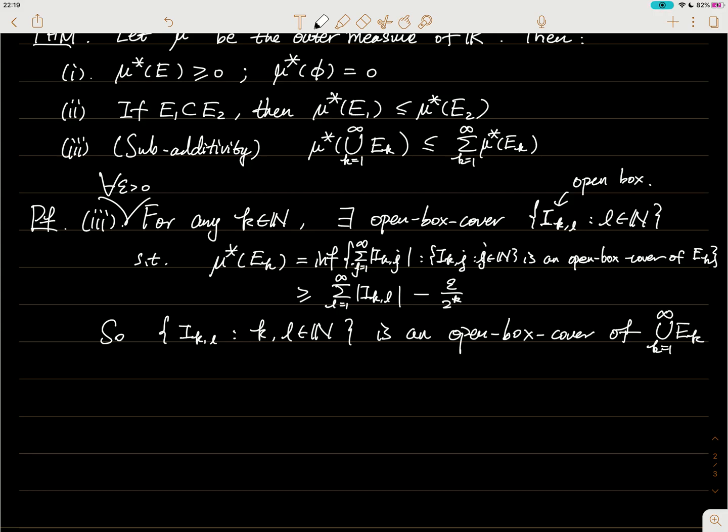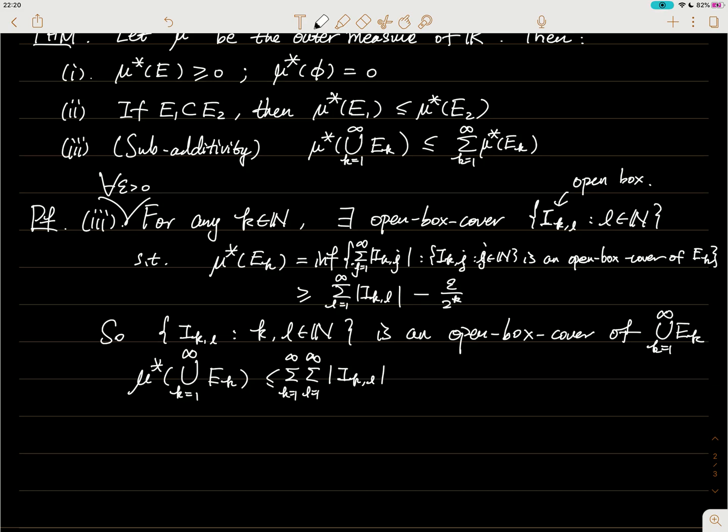Right? Because for each fixed k, the I_kl together will cover E_k. And if you also allow k to vary from 1 to infinity, then these I_kl will be able to cover the union of the E_k. Because of that, I know that the mu star of the union of E_k is definitely less than or equal to the sum of those I_kl, where k is from 1 to infinity and l is from 1 to infinity. Because the outer measure of this union is the infimum of such sums, it must be less than or equal to this specific sum.